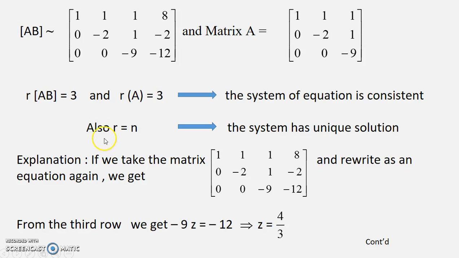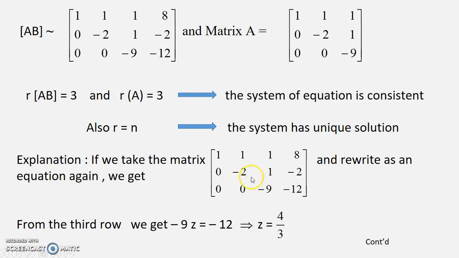This is the case where r equal to n. Rank is equal to the number of unknowns. Then the system has a unique solution. I'll explain how we get a unique solution. Take the augmented matrix and convert this into equations again. Let us take the last row. These are 0, so x and y are absent. So, minus 9z equal to minus 12 gives you z equal to 4 by 3.